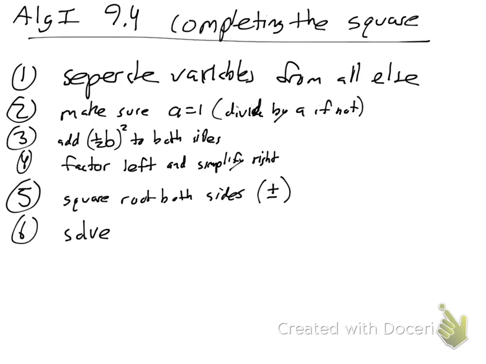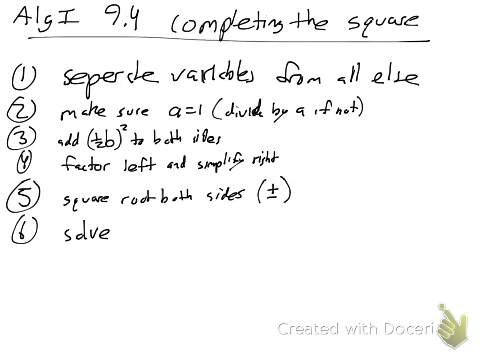Number 1 is separate the variables from all else. So that means bring the x's, most of the time they're x's, bring those to one side, bring the constant to the other side. These are going to be set equal to 0, the quadratics. So therefore, x is on one side, everything else on the other.